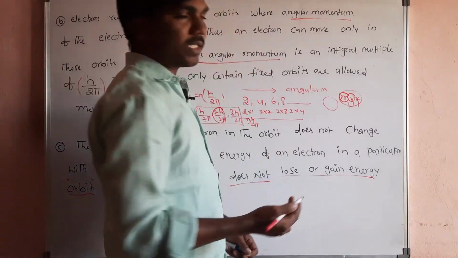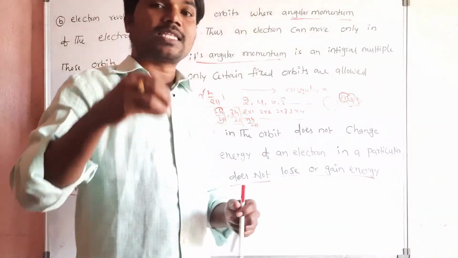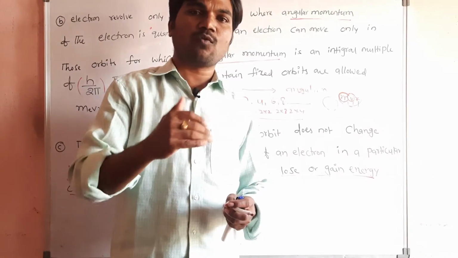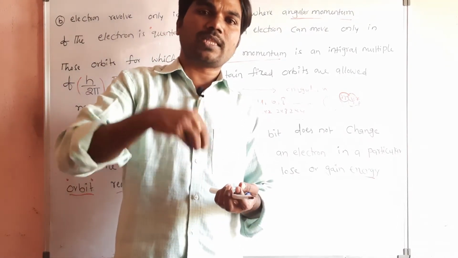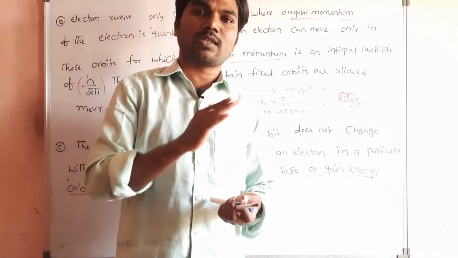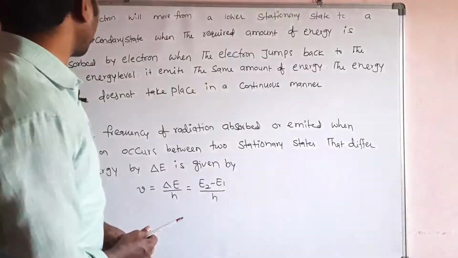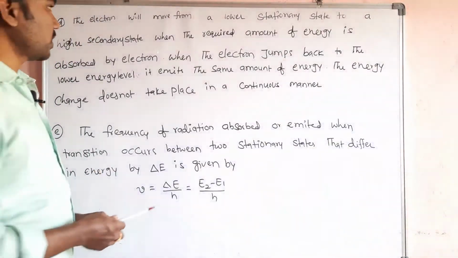It does not lose energy, does not gain energy in the same orbit. When an electron moves from one orbit to another orbit, that is another case. But when an electron is revolving in the same orbit, in such a case the electron neither loses energy nor gains energy. Next point regarding Bohr postulates.